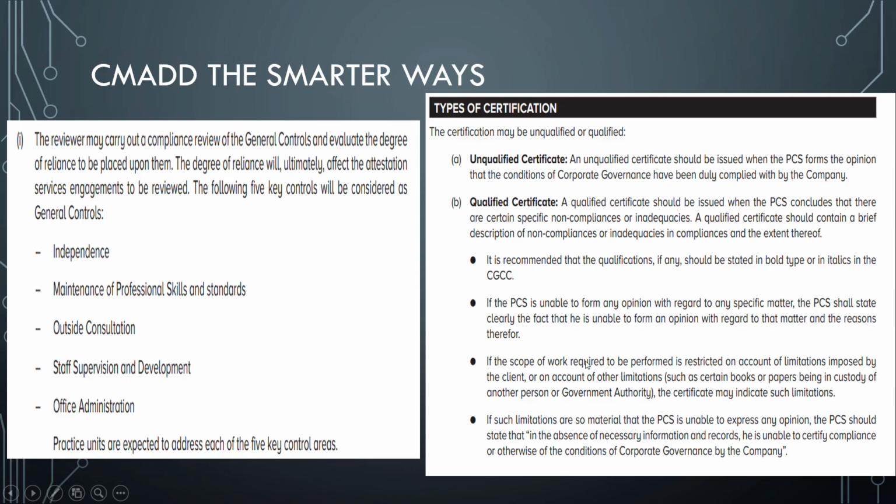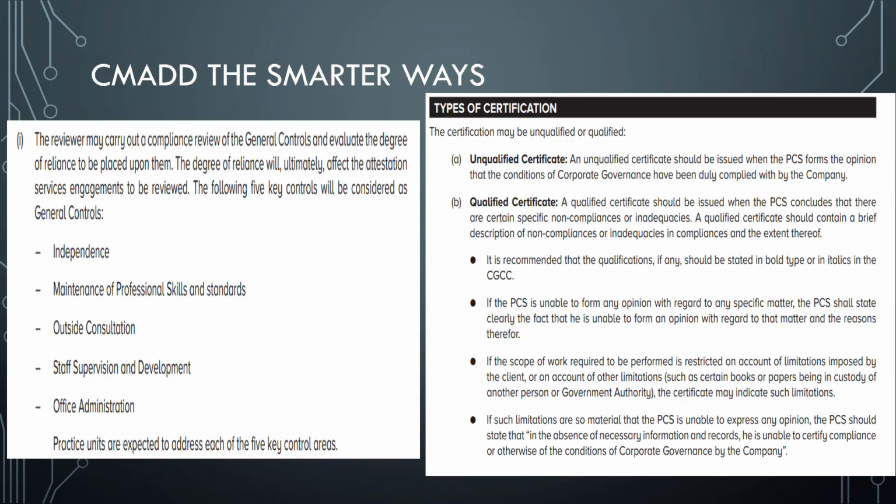What are the various types of certifications that a CS will issue? So one is unqualified certificate, next is qualified. An unqualified certificate should be issued when the PCS forms the opinion that the conditions of corporate governance have been duly complied with by the company. So what are the cases in which a qualified certificate will be issued?